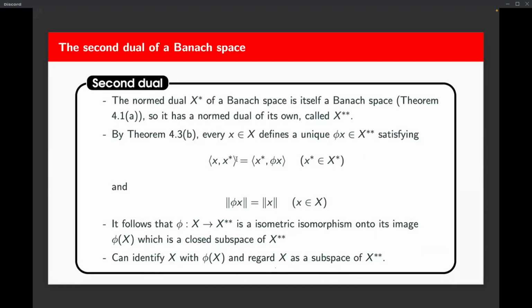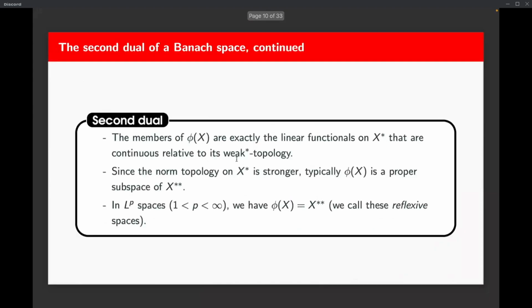The first dual goes on the right side, and the second dual will be over on the left side, as represented as an X. And so mention again here the members of this possibly proper subspace of the double dual are exactly the linear functionals on X star that are continuous relative to its weak star topology. In other words, they're the ones that we used to generate the weak star topology. And as mentioned a couple of times, the norm topology is stronger, and typically the weak star topology is properly weaker than the norm topology.